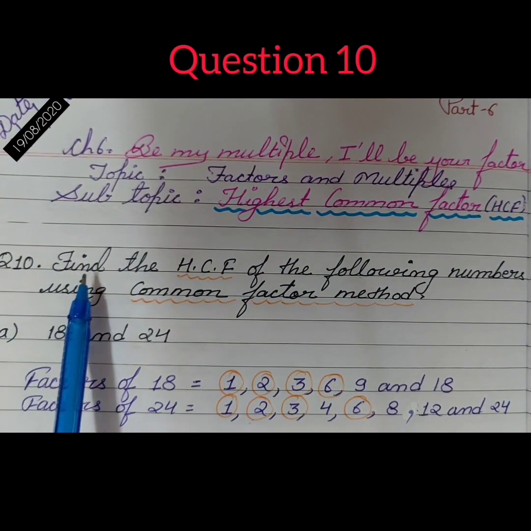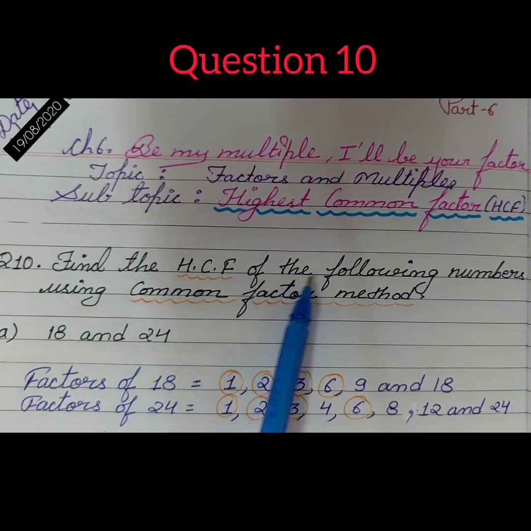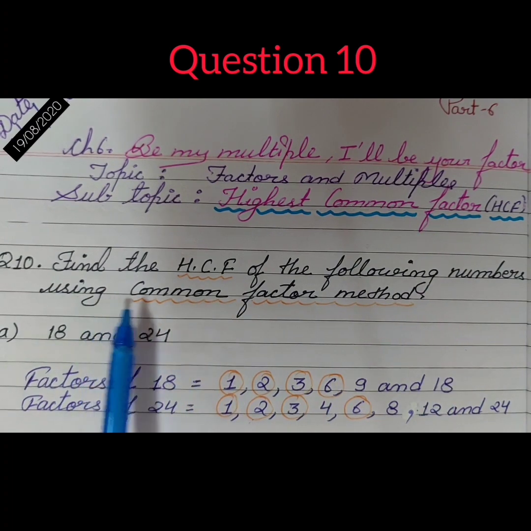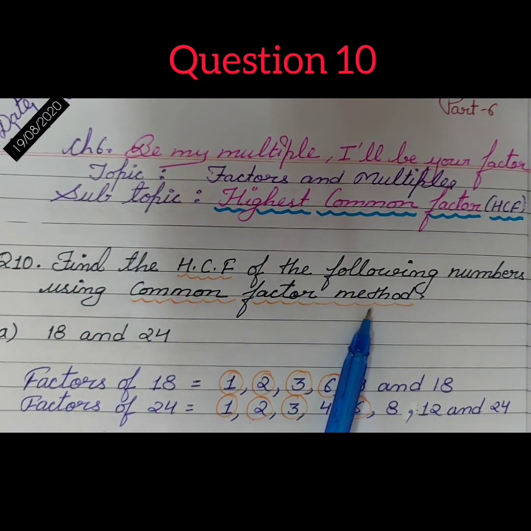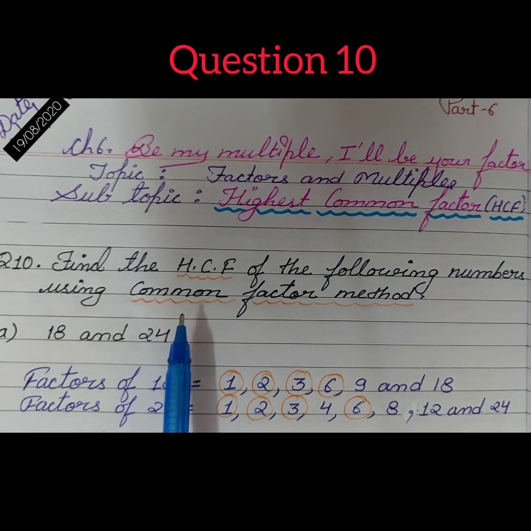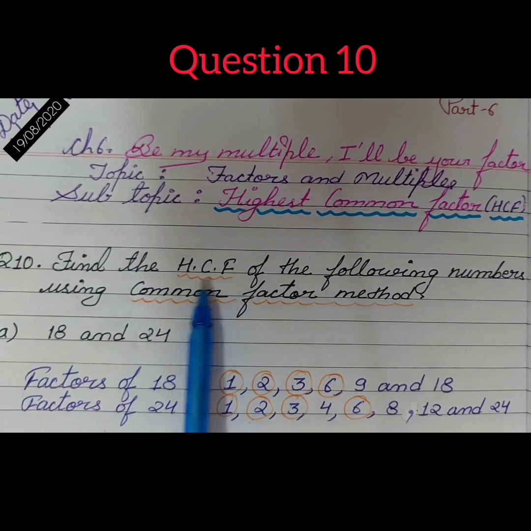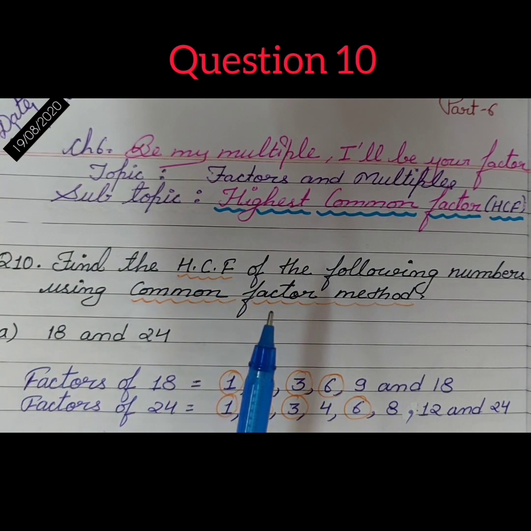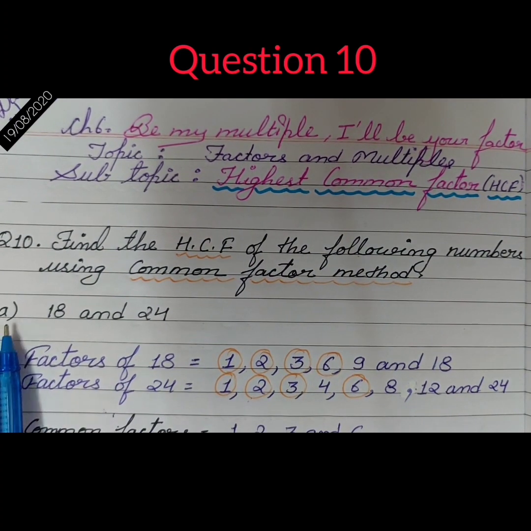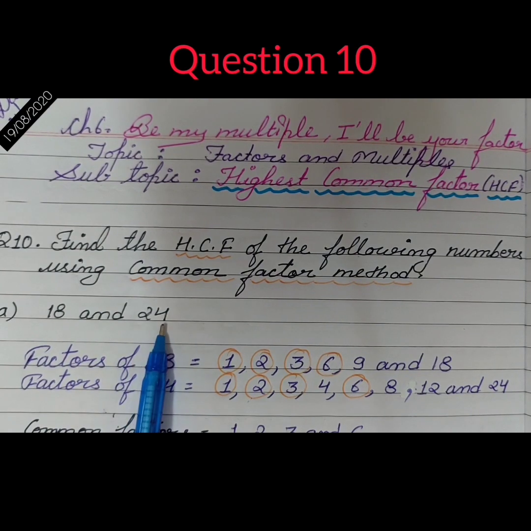Question number 10. Find the HCF of the following numbers using the common factor method. We have already learned how to find out the common factors of two or more numbers. Now we have to find out the HCF. HCF means highest common factor. So let's start our A part, 18 and 24.